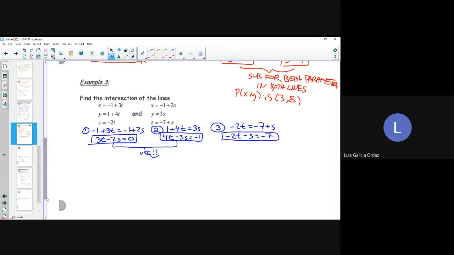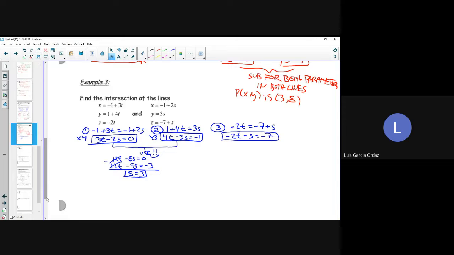Now, I can't isolate for s or t because I have a coefficient and I really don't want to work with fractions. However, I can use elimination. So again, I'm going to multiply the first one by the coefficient of t in the second one. I'm going to multiply this guy by 4 and vice versa, multiply this guy by 3. Which means I get 12t minus 8s is equal to 0. And then I get 12t minus 9s is equal to negative 3. Again, I'm going to subtract, and negative 8s minus negative 9s gives me s is equal to 3. So I have my first parameter, which is s is equal to 3.